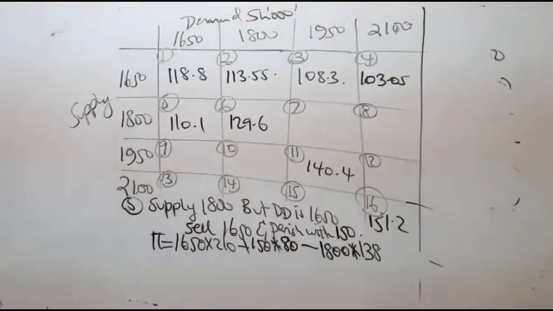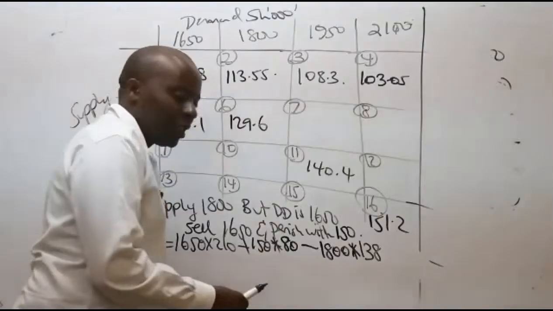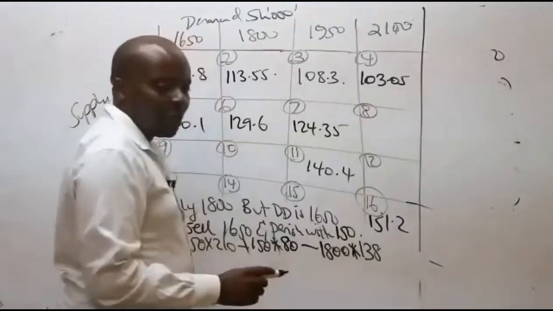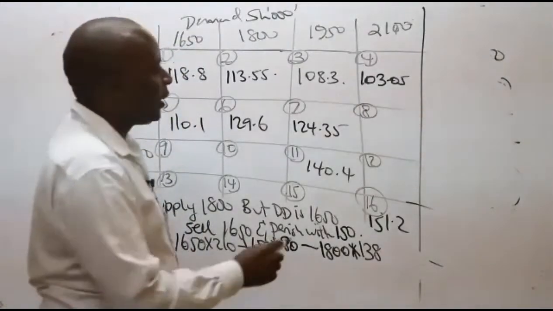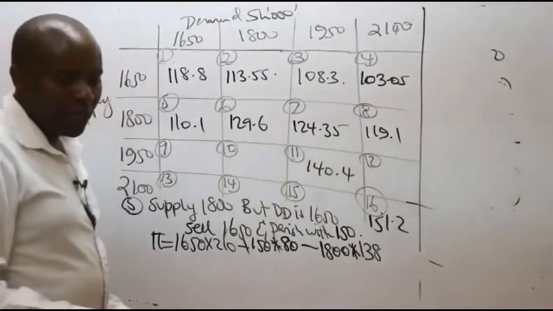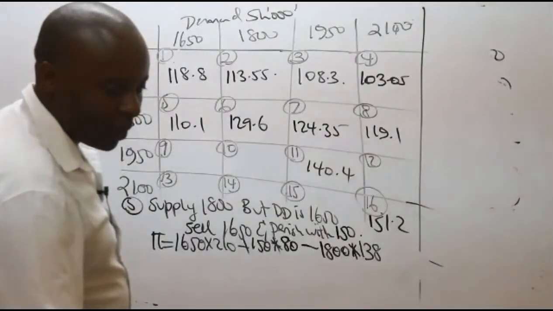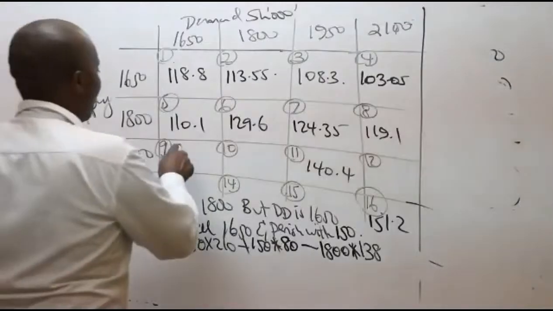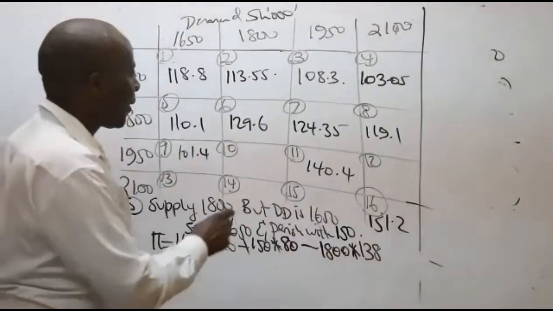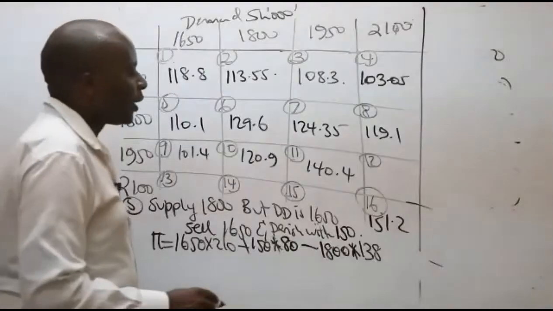So they have given me the one of 7. 7 is 124.35. We have 8. 8 is 119.1. We have 9. 9 is 101.4. Then we have 10. 10 happens to be 120.9. And then we have 12, 135.15.